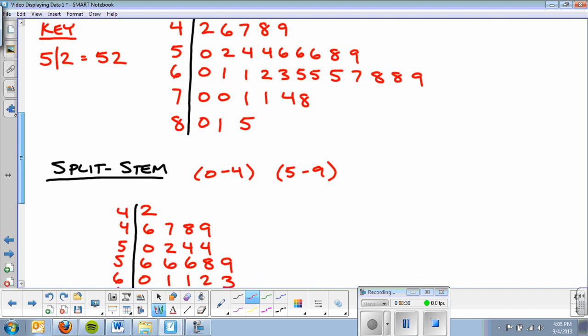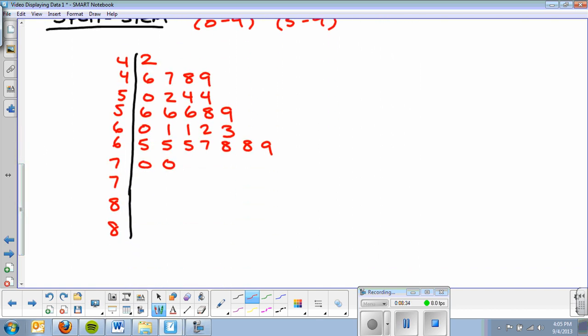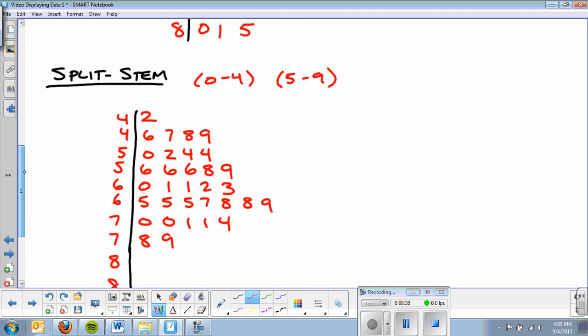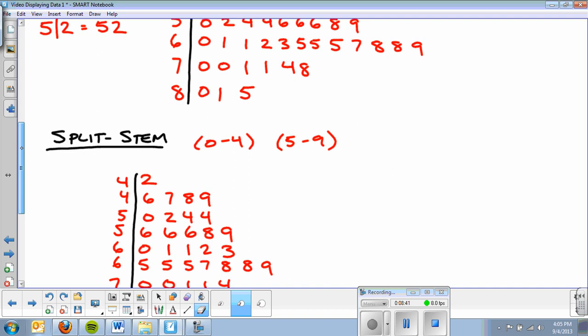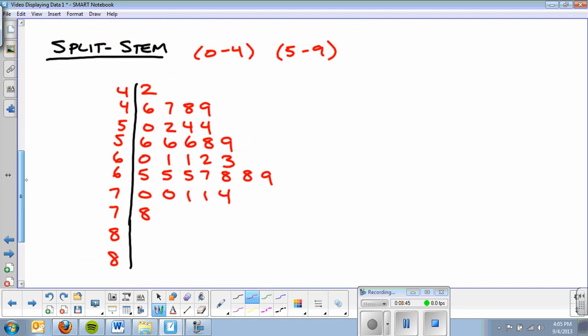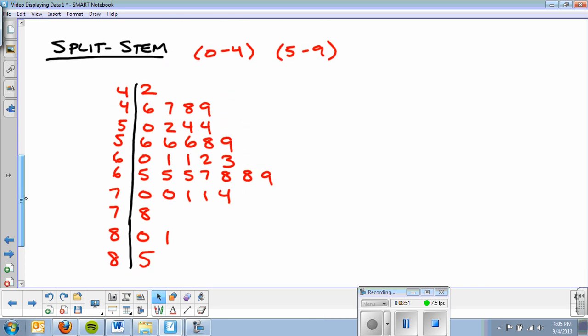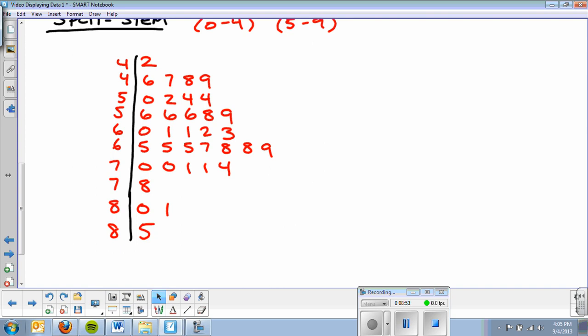The 70s are split into 2 zeros, 2 1s, and a 4: 0, 0, 1, 1, 4, and then 8, 9, I believe. Just a 9. Or just an 8. And then your 80s are 0, 1, and 5. And again, it gives us a little bit better idea. It spreads the graph out a little bit so that any one of the pillars aren't so tall. That's a stem and leaf plot.